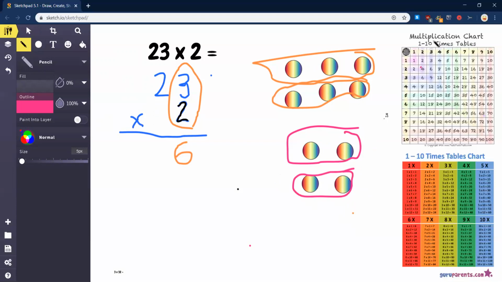And I can also check my multiplication chart over here. Find my 2 times table and match it up with the 2 across the top. So line these up. 2 times 2 equals 4. Good. And I can check down here too. 2 times 2 equals 4. Just that small one there. I won't make it big. And I know that equals 4. So I'm multiplying these 2 numbers now. And that's going to equal 4. So 23 times 2 equals 46.